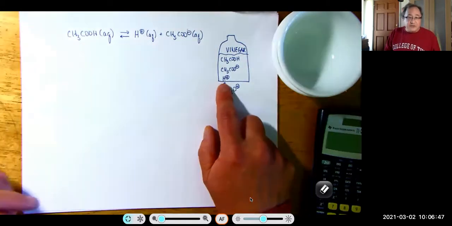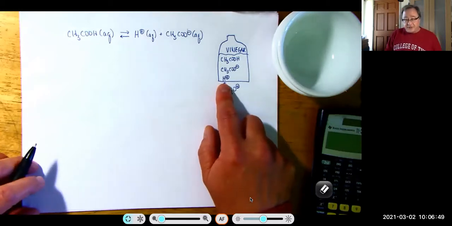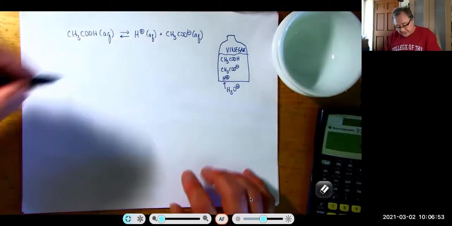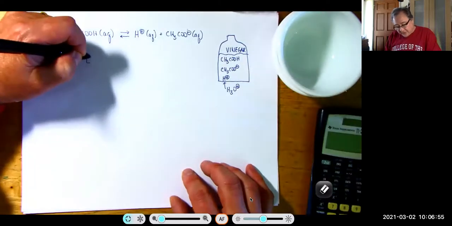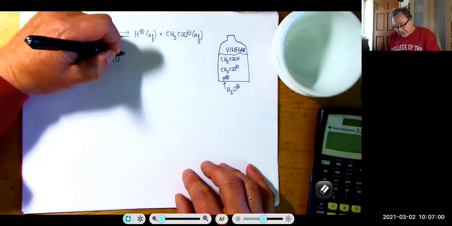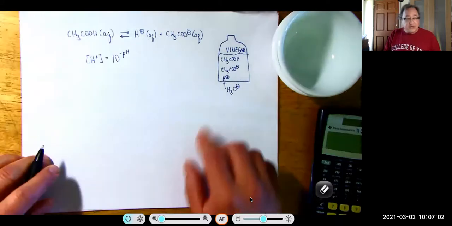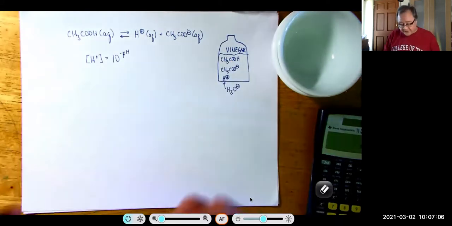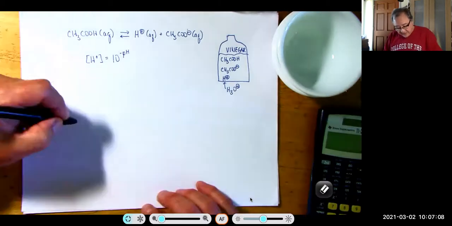To determine the concentration of H plus ions, you just get the pH, and then you take that pH and get the H plus concentration. So the H plus concentration is equal to 10 to the negative pH. And that's great, except the H plus concentration is not equal to the amount of acetic acid in the container. That's unlike HCl.